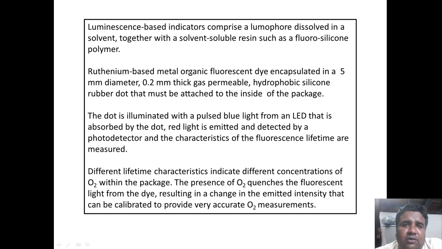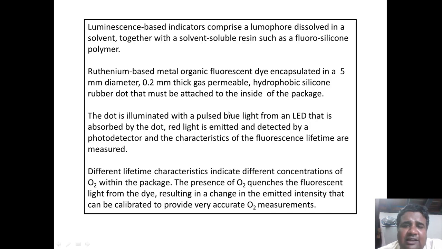A ruthenium based metal organic fluorescent dye is encapsulated in a 5 mm diameter and 2 mm thick gas permeable hydrophobic silicone rubber, and that must be attached to the inside of the package. So simply, there is a ball. That ball has a thickness of 0.2 mm and its diameter is 5 mm. Inside the ball there is a dye. The name of the dye is ruthenium based metallic organic fluorescent dye.